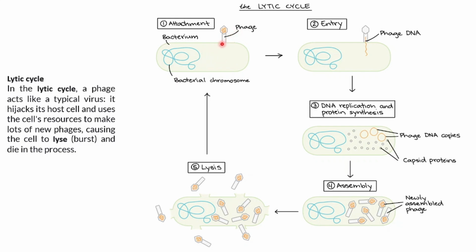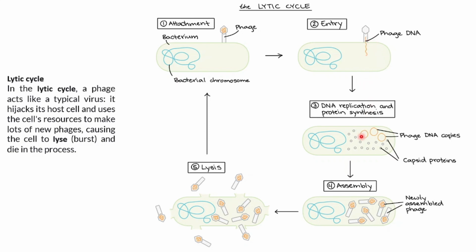So you can see the phage is infecting the bacteria. This is the bacterial chromosome. Basically the phage DNA, the phage genetic element, is entering the bacteria. It's not the covering, not the outer capsid or anything. The phage DNA enters the bacteria.